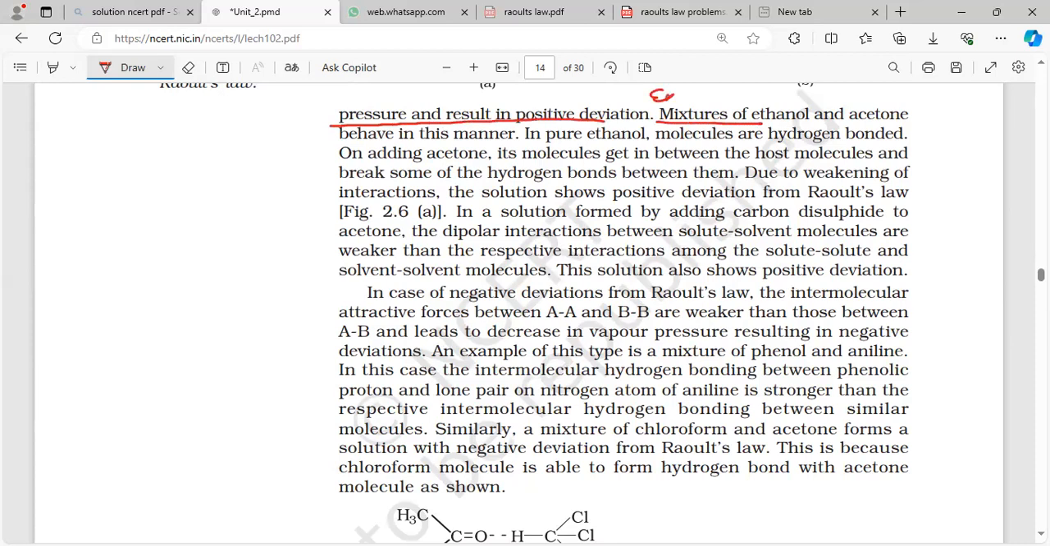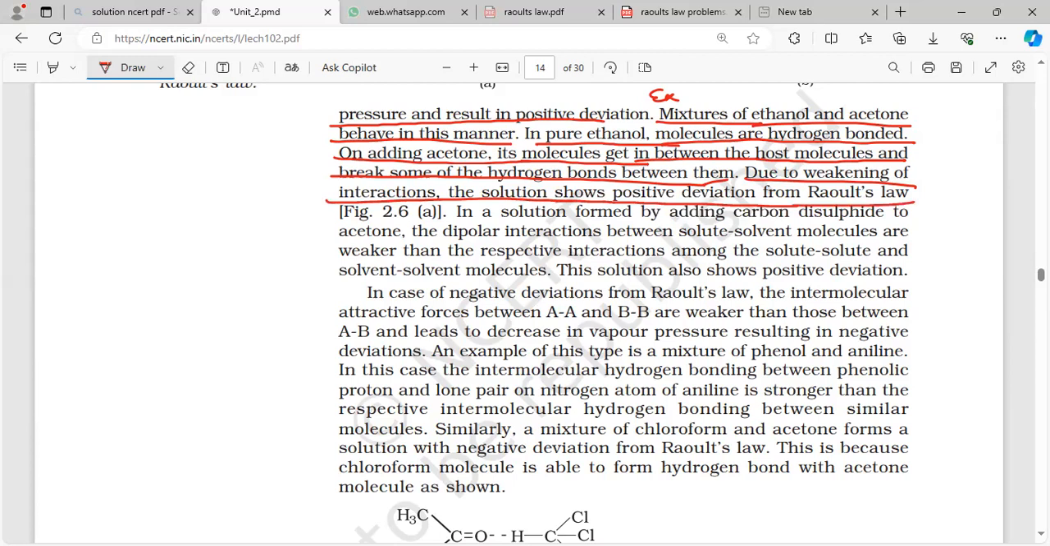Example: ethanol and acetone behave in this manner. In the pure state, ethanol molecules are hydrogen bonded. On the other hand, acetone molecules get between the host molecules and break some of the hydrogen bonds between them. So acetone molecules break the hydrogen bonding of the alcohol. Due to weakening of interaction, the solution shows positive deviation from Raoult's law. Okay, so this diagram we have explained.